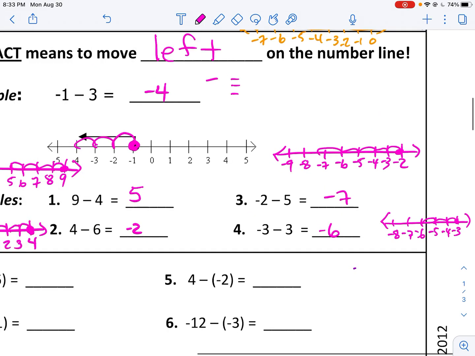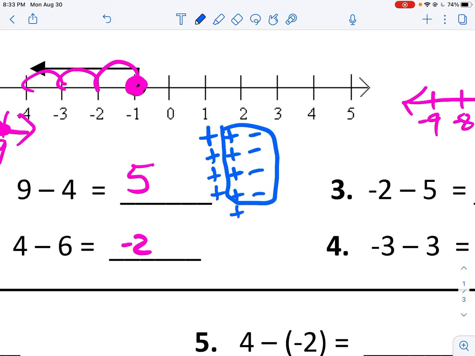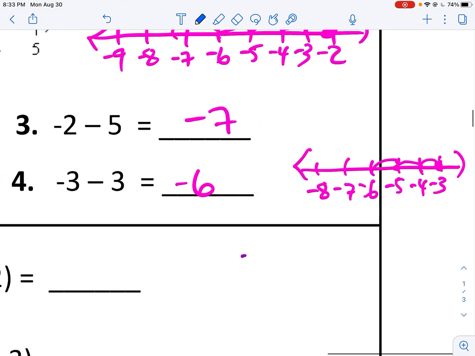Now, if you wanted to do it the way that I do it, that's fine. You don't have to. But if you wanted to, 1, 2, 3, 4, 5, 6, 7, 8, 9. And I have 1, 2, 3, 4. So these right here cancel out. So I have 5 positives left. I have 1, 2, 3, 4. I have 1, 2, 3, 4, 5, 6. Right here, those cancel out. I have 2 negatives left.